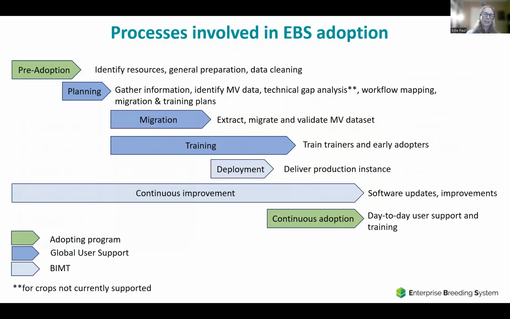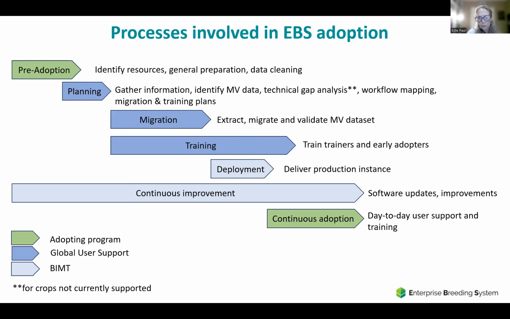So this graphic shows the general stages and flow of the adoption process. And the green steps are the responsibility of the adopting program with support from the breeding IMT, and the blue steps are our responsibility with help and support from the breeding program. So before adoption really formally starts, the breeding program can do some things that will make the process go more smoothly, like collecting and cleaning your data, getting it in a standard format, and especially identifying and allocating resources that will be able to help with adoption.